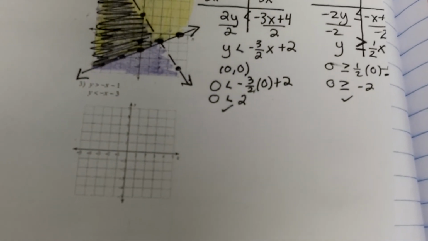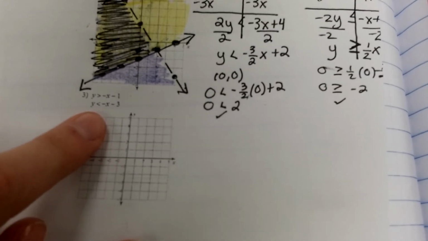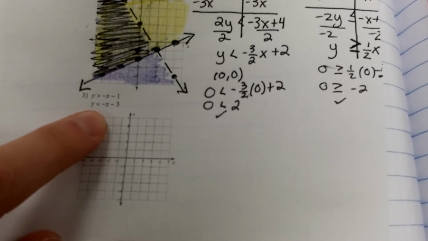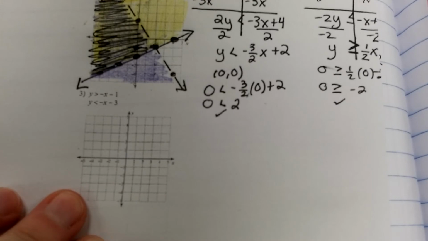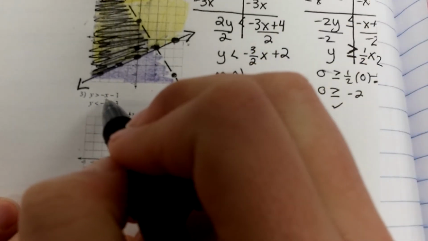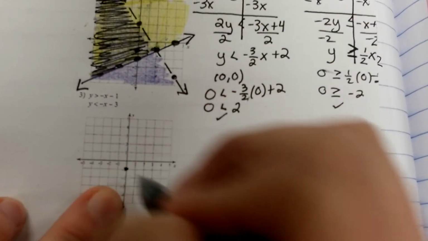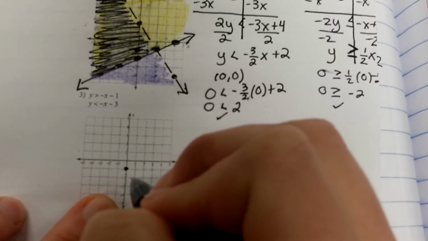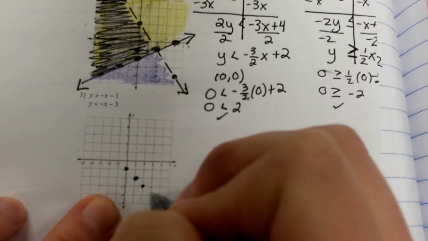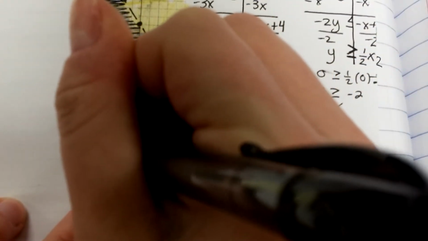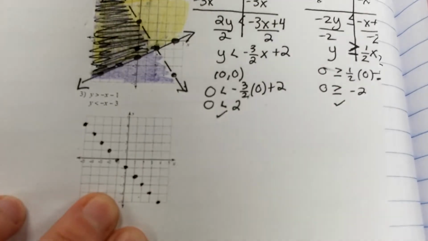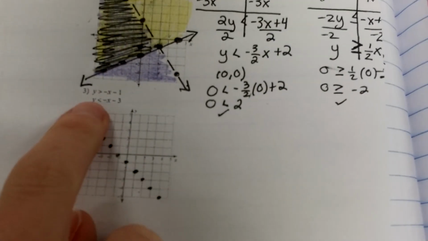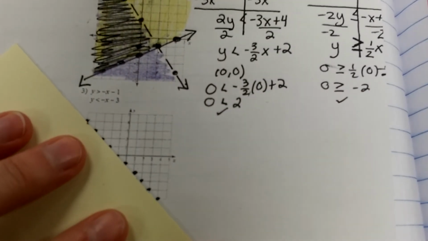All right, example 3. I have y is greater than negative x minus 1 and y is less than negative x minus 3. So what I'm going to do here, y is greater than negative x minus 1. I'm going to start at a minus 1, and it's a slope of negative 1. So I'm going down 1, right 1, down 1, right 1, and so on. And then I'm going up 1 left, up 1 left, and so on. Dashed line. Connect the points.